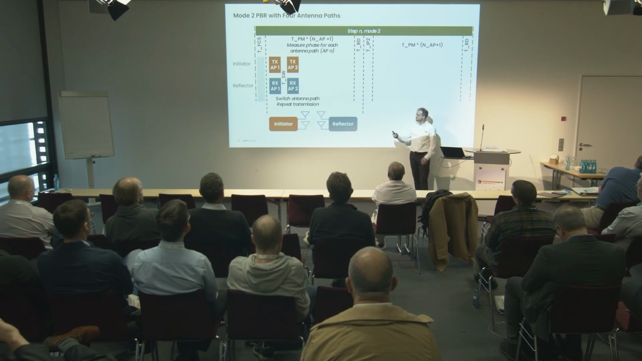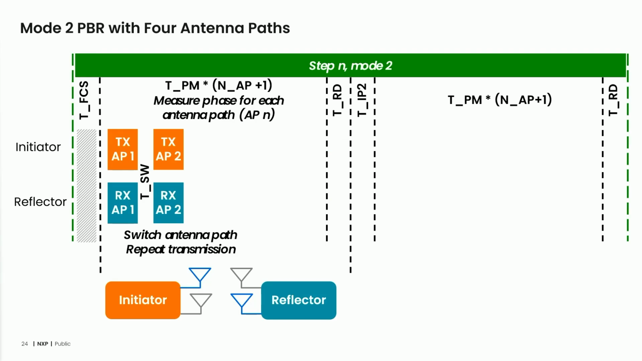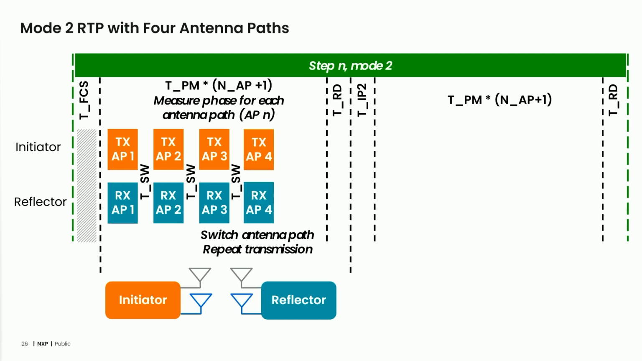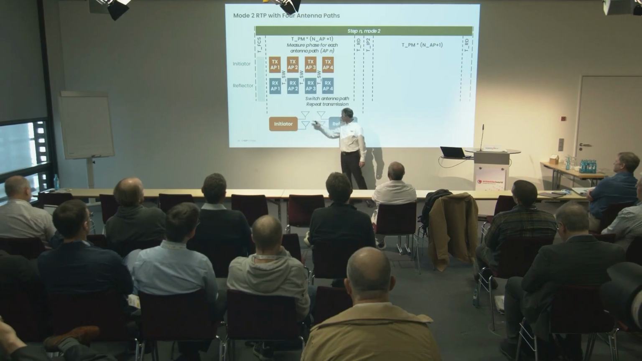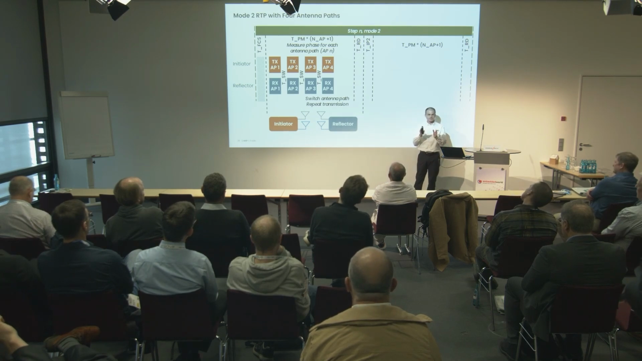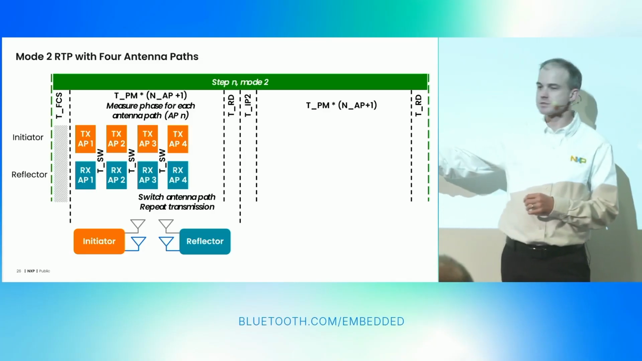Then we switch the 2 antenna paths and measure again. Then switch again, and switch again. So we've gone through all 4 antenna paths. You can see we cycled through the different antenna connections, with a time between each so that the 2 devices can catch up and switch. And between each of these, we're sending the same data.